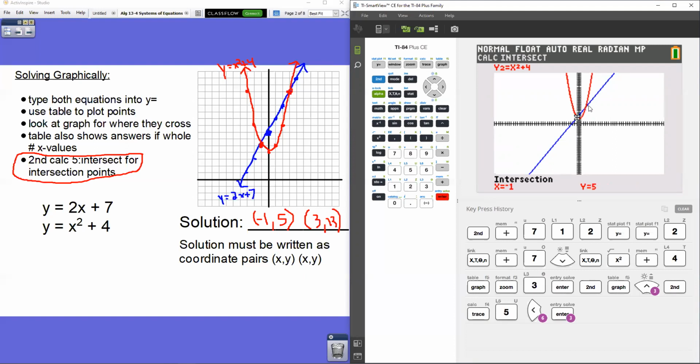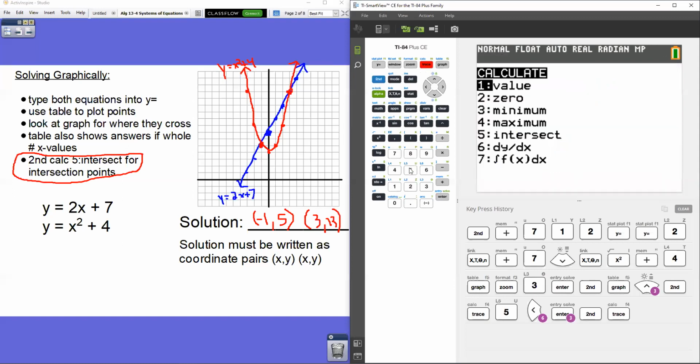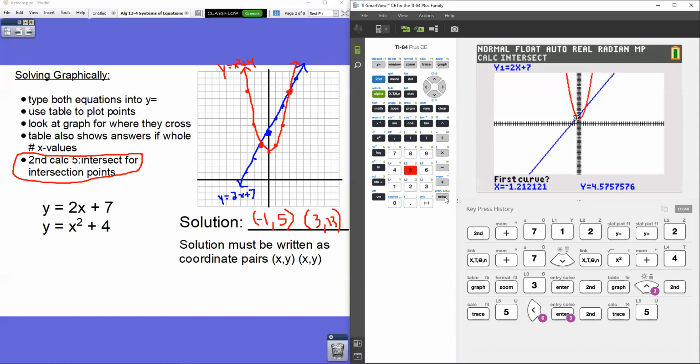If I want to find the other intersection point, I can go through that same process. Second calc, number 5 for the intersection point. Is this on the first line that I want to use? Yes, it is. It's on the blue line. Is the blinky thing on the red line? Yes, it is. But now when you get to guess, I would want to move the little blinky thing closer to the other intersection point. If I do that and hit enter, notice that now, because my guess was closer to the one on the right-hand side, it gave me the other intersection point of 3, 13.